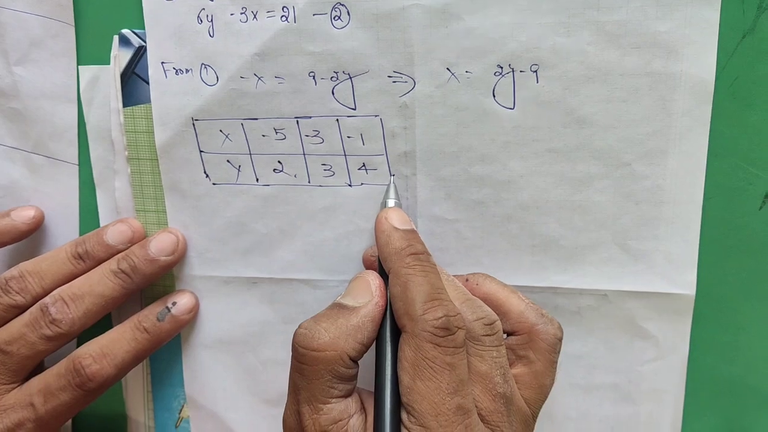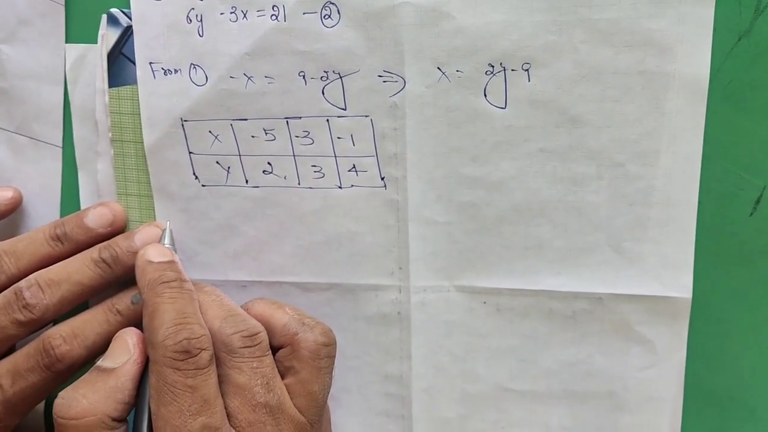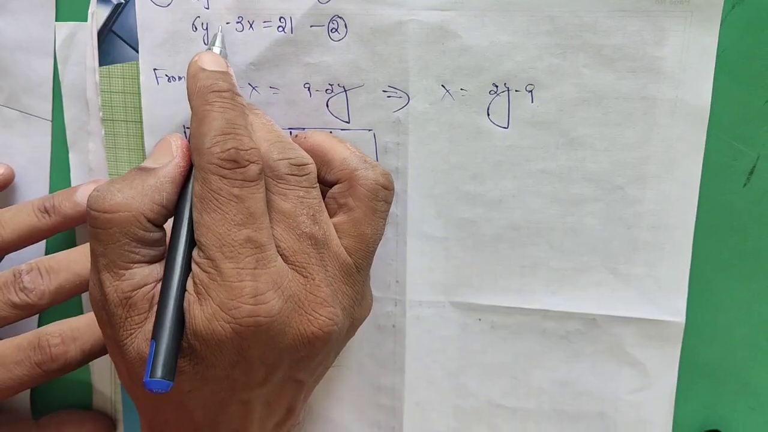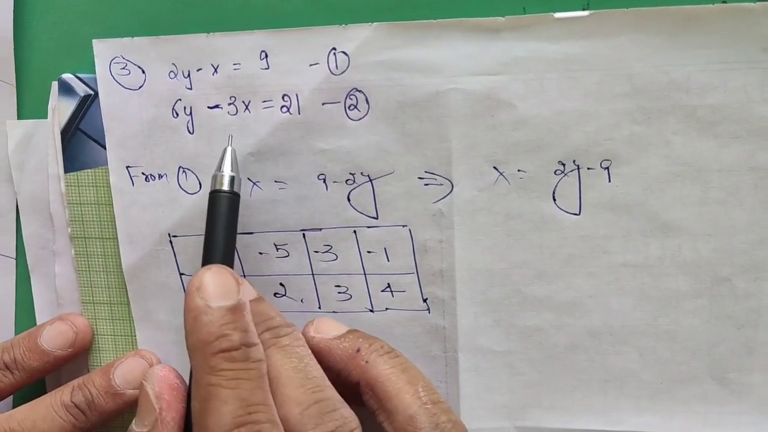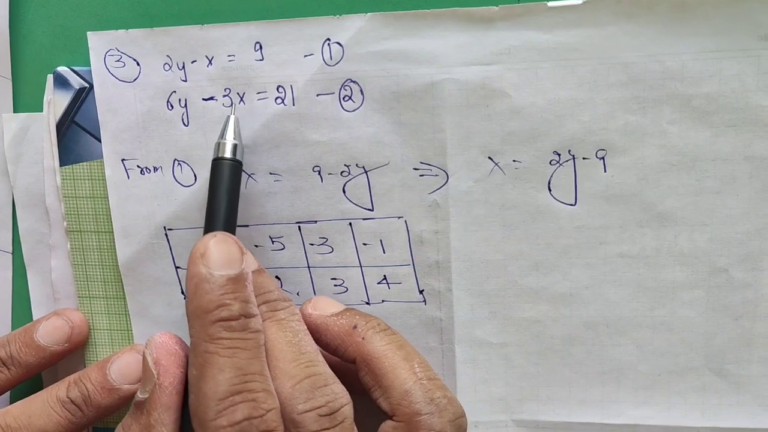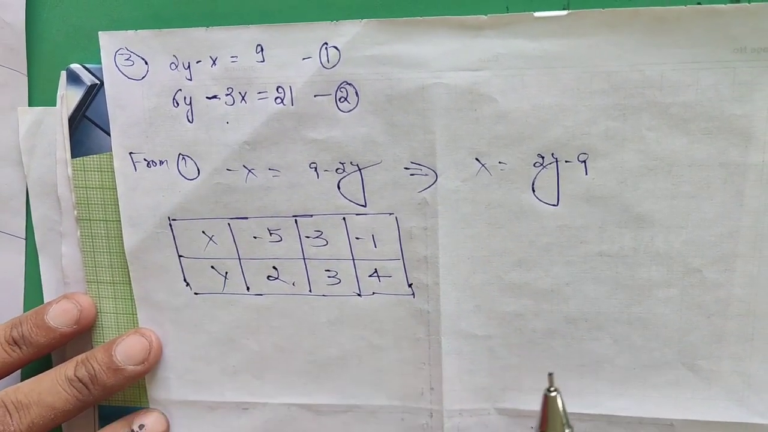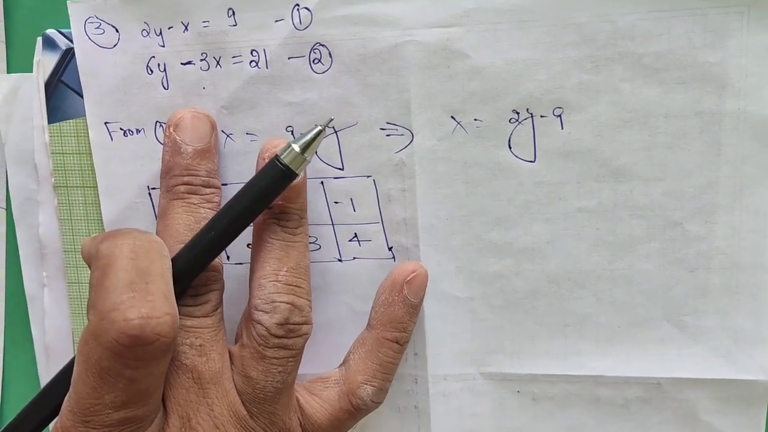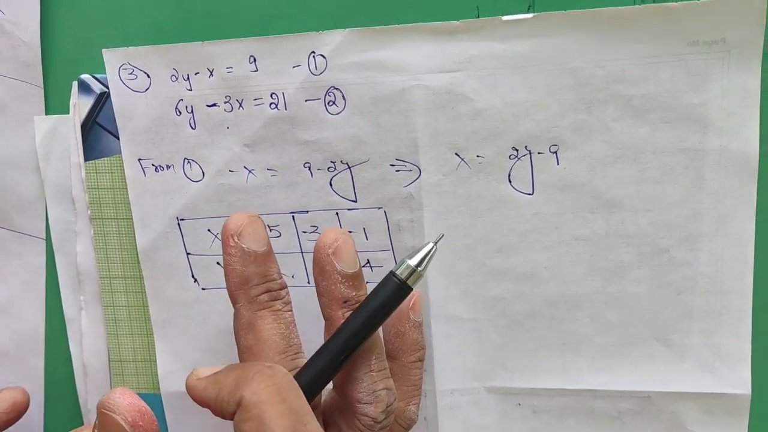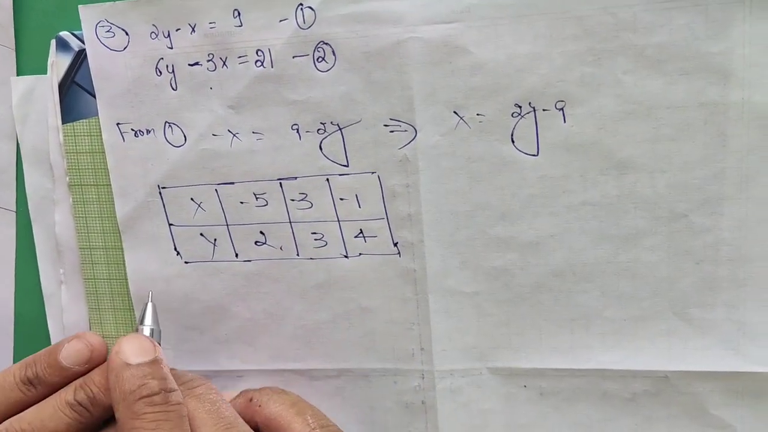Now we find the points on the second line. From the second equation we can find either x or y, but according to my thinking here x is found more easily, because when we find x then y is found by dividing by 3, and when we find y then x is found by dividing by 6. So x is found easily.